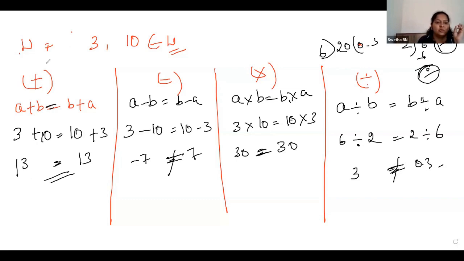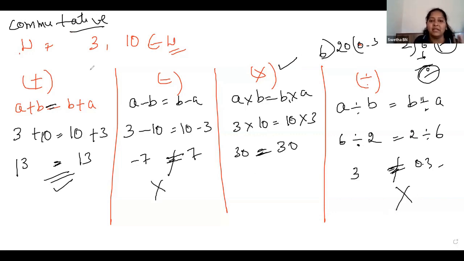Okay, children. So which property is it? Commutative property. So commutative property is closed under addition and multiplication, not under subtraction and division. For which set do we have to say this? For whole numbers. Okay?